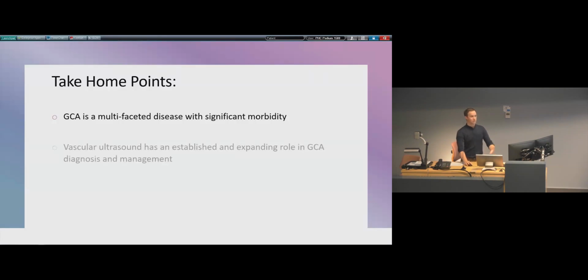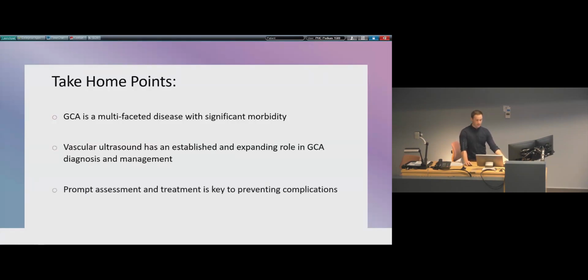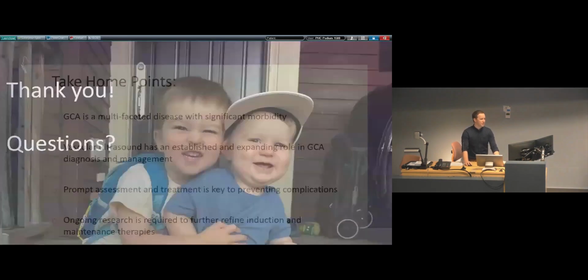Vascular ultrasound has an established and expanding role in GCA diagnosis and management. Prompt assessment and treatment is key to preventing complications, and ongoing research is required to further refine induction and maintenance therapies. So that's the end of my talk.